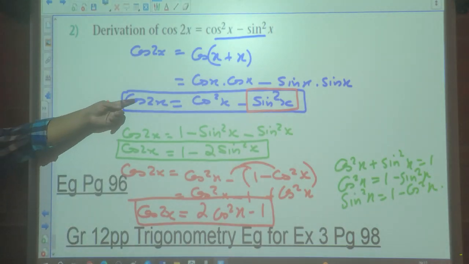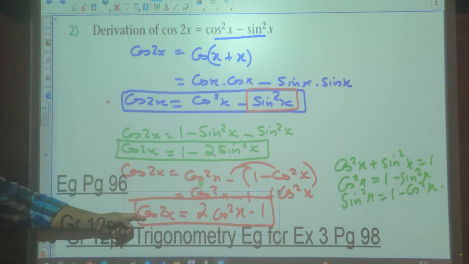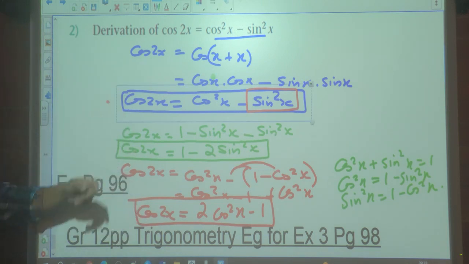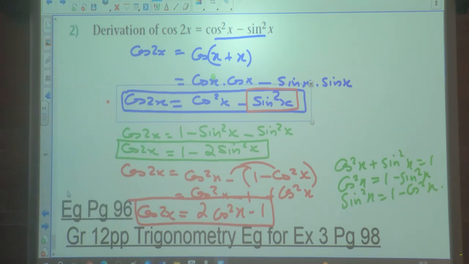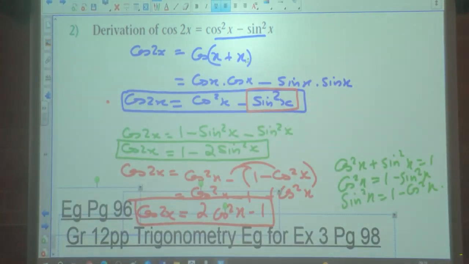So what do you notice about cos? How many formulas do we have? 3. Whereas for sine we have 1. Right, you guys understand? Any confusion? Right, let's go to the next page.